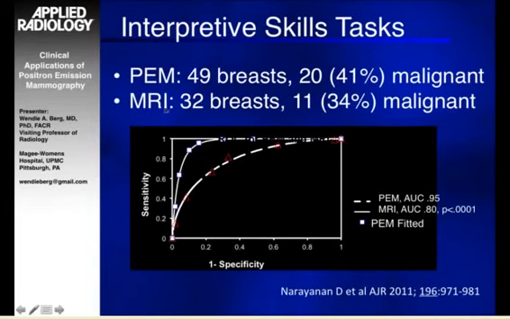And here is the interpretive skills test, just to show you that actually, despite the fact that these investigators essentially had no prior experience with PEM, they were able to quite easily learn how to read it. And here is the ROC curve just showing very, very high performance on the PEM interpretive skills task compared to MRI. Now, mind you, these were different cases. The MRI task was the one that had been developed for the ACRIN 6666 protocol. But bottom line is that it was easily learned to interpret PEM and with high performance characteristics.